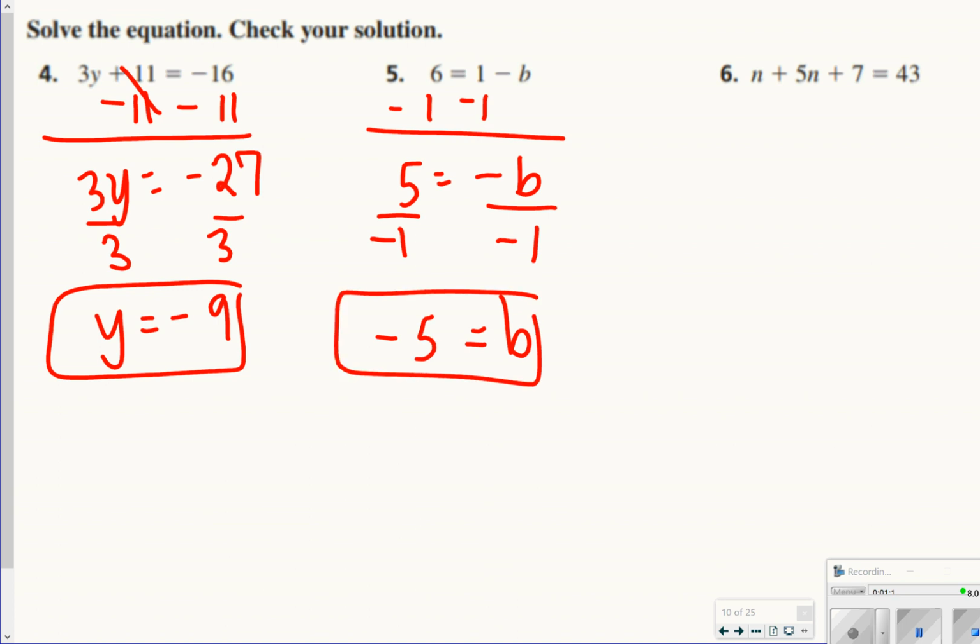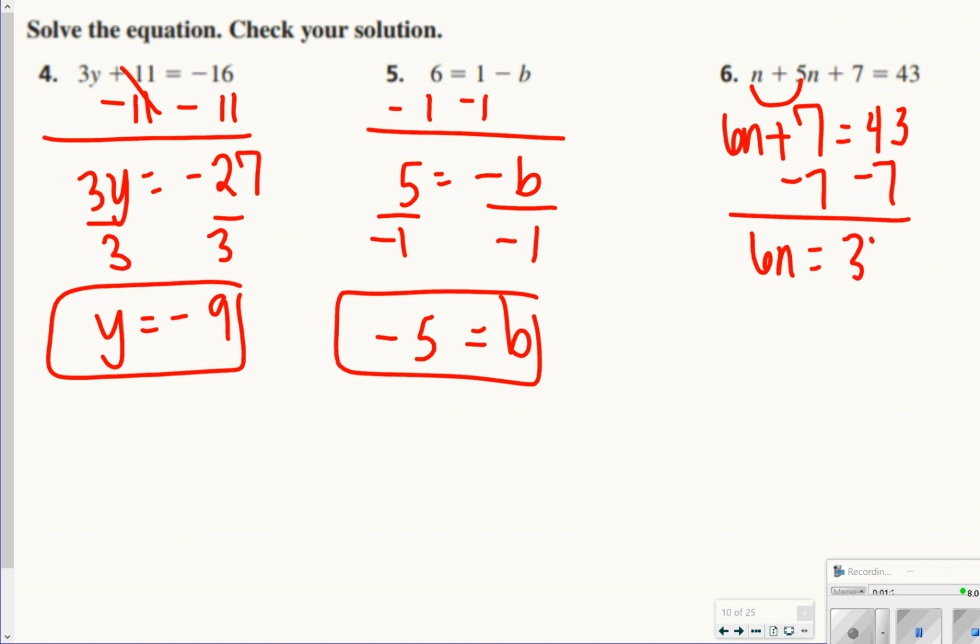For number 6, I'm going to combine like terms first, so it gives me 6n plus 7 is equal to 43. I'm going to subtract 7 from both sides to get 6n is equal to 36. And when I divide both sides by 6, n is equal to 6.